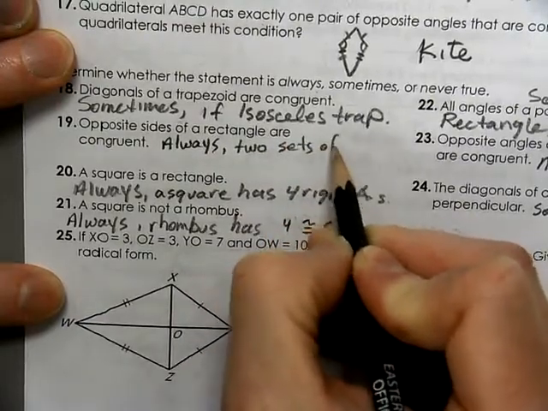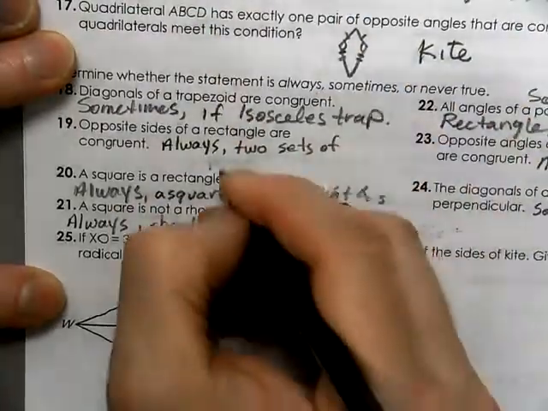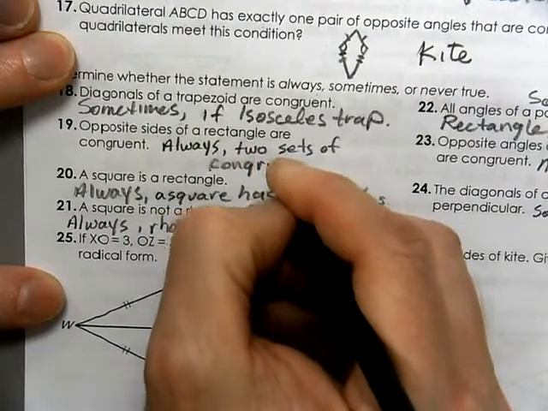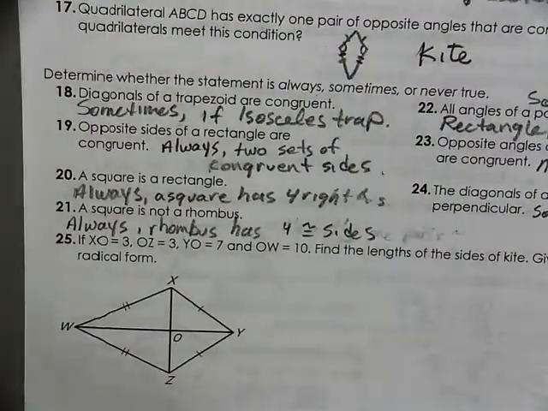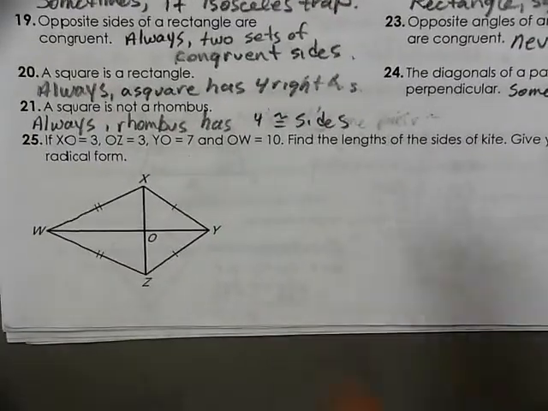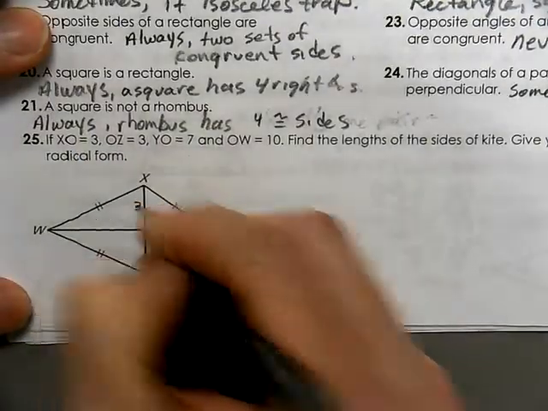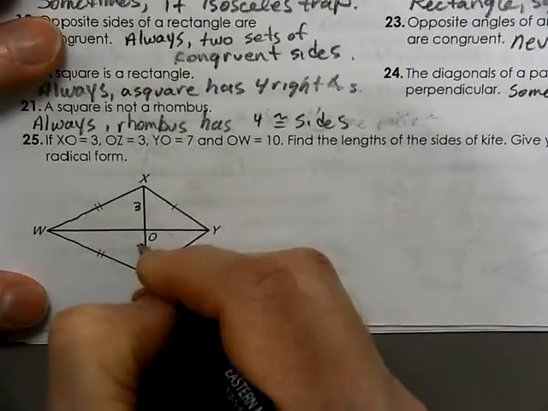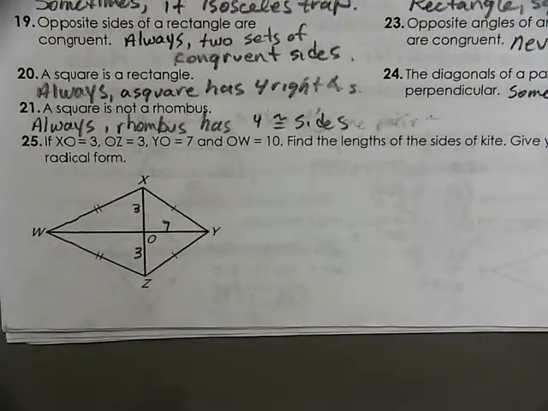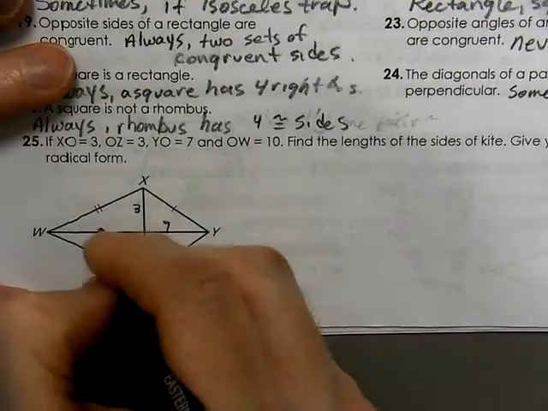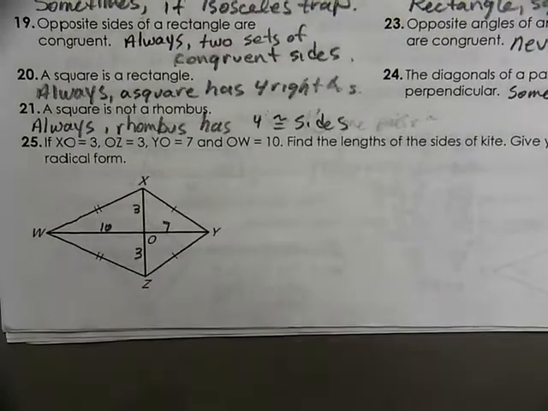2 sets of, not parallel, but congruent sides. And our last question. If XO is 3 and OZ is 3, YO is 7, and WO is 10, find the lengths of the sides of the kite.